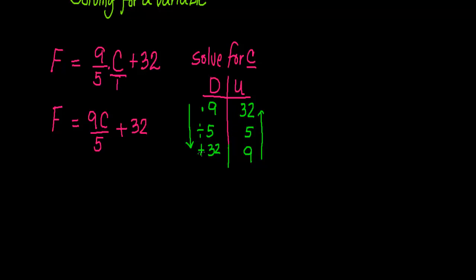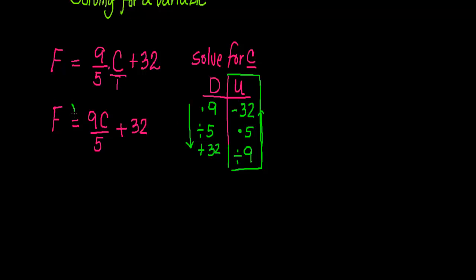So for 32, if I was adding 32, I'm going to subtract 32. Dividing by 5, I'm going to multiply by 5. And if I was multiplying by 9, now I'm going to divide by 9. So now I'm going to pay attention to this column here, and this is what I'm going to do in this order, starting by subtracting 32. That's going to be my first step.